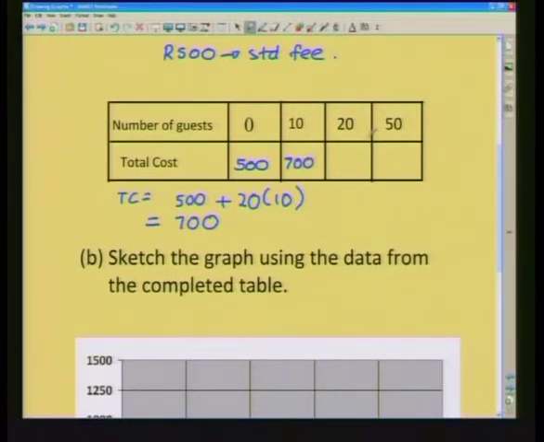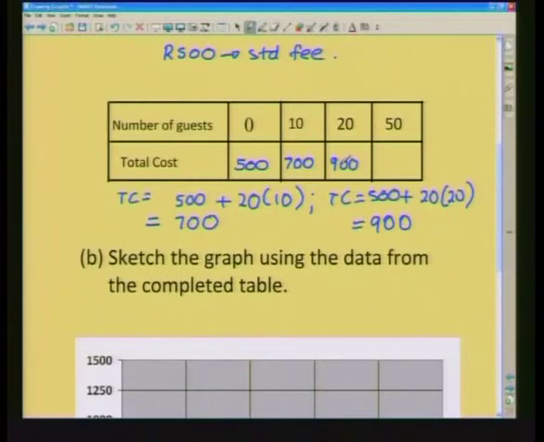Okay, if we would like to know how much she's going to pay when 20 people arrive, same thing. To work out the total cost, we need to add the 500 Rand to the cost per guest. She pays 20 Rand per guest, so 20 times 20, and we get 500 plus 20 times 20 is 400, so that would give me 500 plus 400, which is 900. So when 20 guests attend her birthday party, she will pay 900 Rand to use the hall.